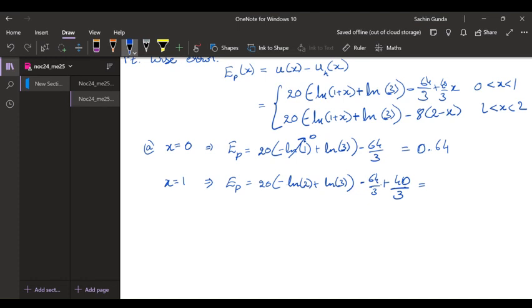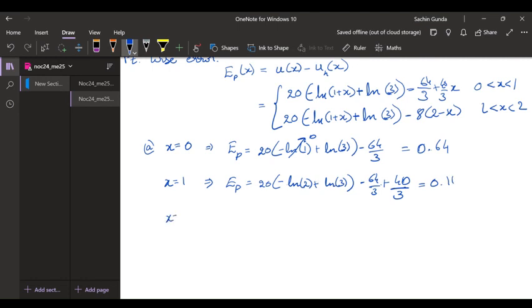I will just once again calculate it using mobile and write the value here. 20 times minus natural log 2 plus natural log 3 minus 64 divided by 3 plus 40 divided by 3. It comes up to be 0.11.